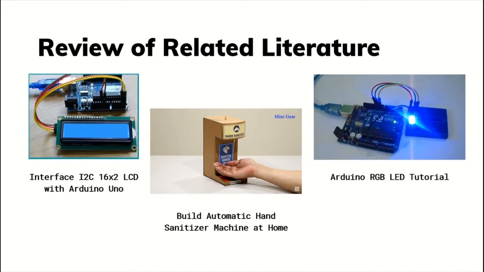The interface I2C 16x2 LCD with Arduino Uno demonstration was used to display the alcohol level of the automatic alcohol dispenser. Next is the build automatic hand sanitizer machine at home. This tutorial was used to create a DIY and decent case of automatic alcohol dispenser. And lastly, the Arduino RGB LED tutorial. This demonstration was used to have another alcohol level indicator other than LCD I2C.